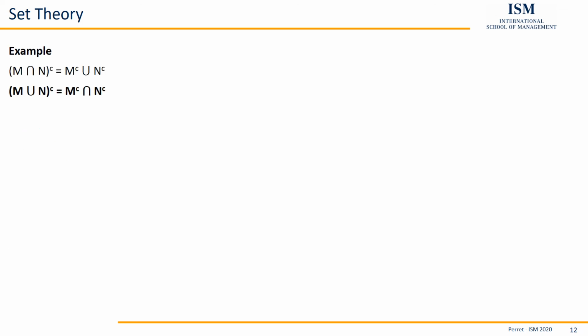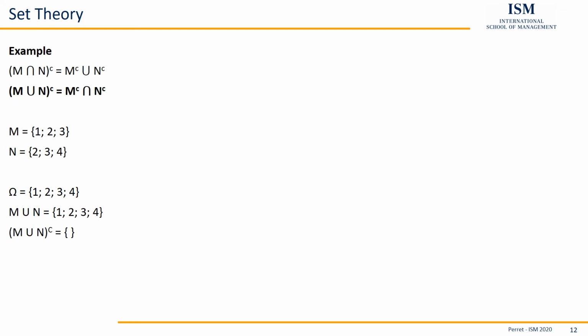Let's now consider the second DeMorgan rule. For this one, again, we start with the same two sets and the same sample space. Now we start again with the left side. So we're considering here the union of both of them, with all the numbers 1, 2, 3, 4. Then we consider the complement of the union, which leaves us with the empty set.